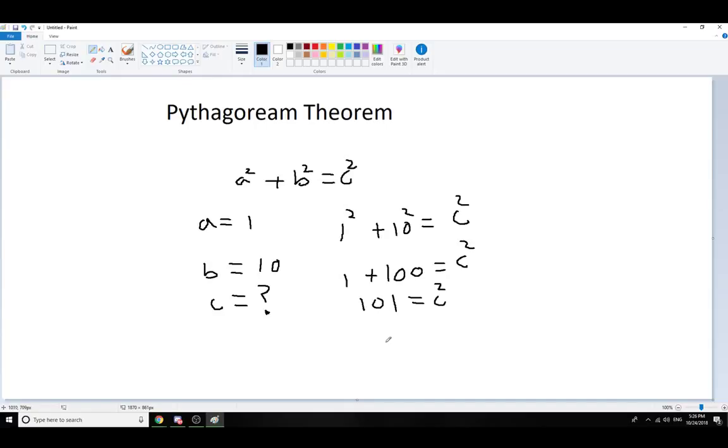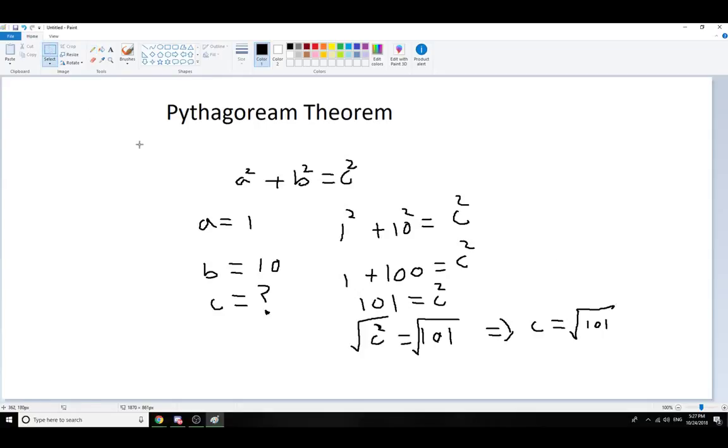So all you need to do is just square root it to get rid of the c squared. So when we take our c squared equals 101 and we square root each side, this becomes c equals the square root of 101. And if you don't know how to simplify this further, you can click on my next video, which will show you how to simplify a square root, if possible.